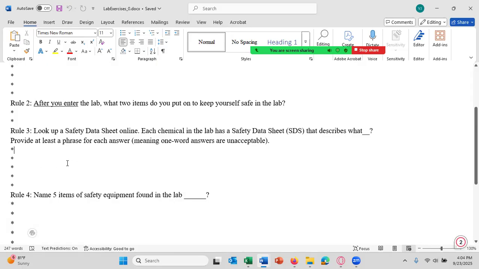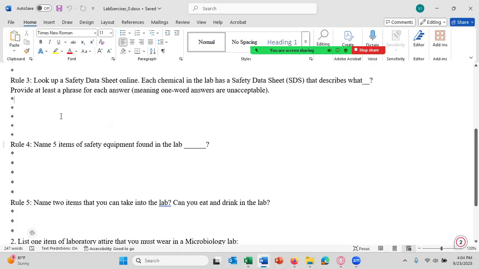Tell me something that's specific to each chemical. And it cannot be a one-word answer. So you need to go online to find out what a safety data sheet is and then what they describe. And you need to apply 5 rules.